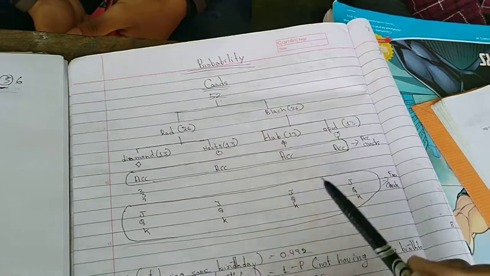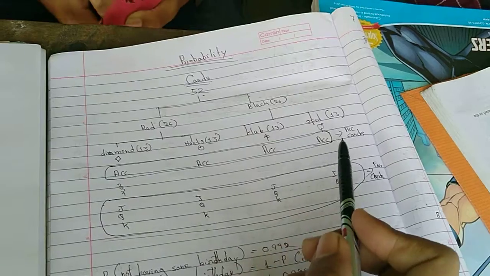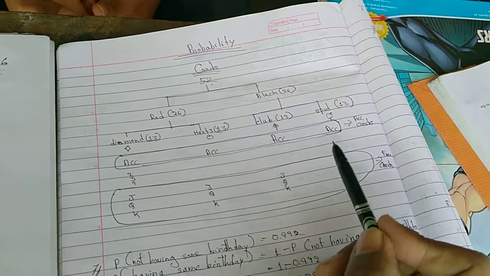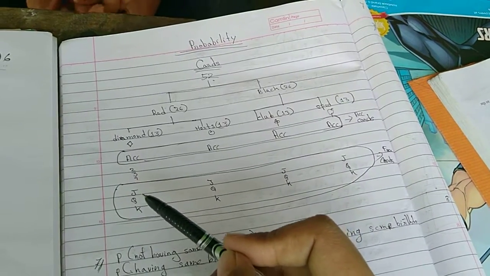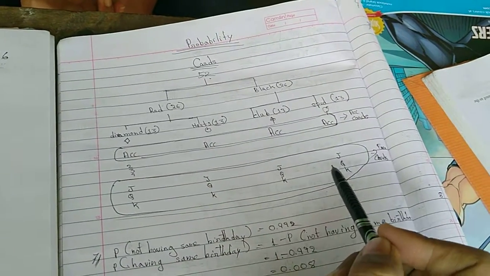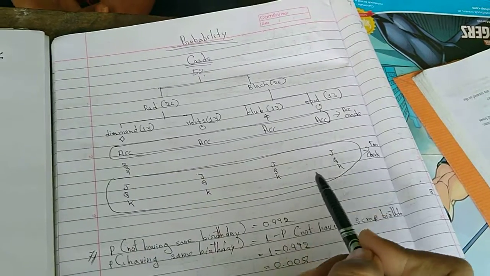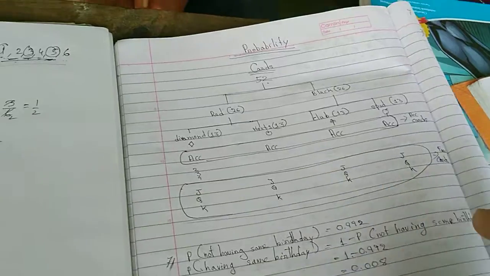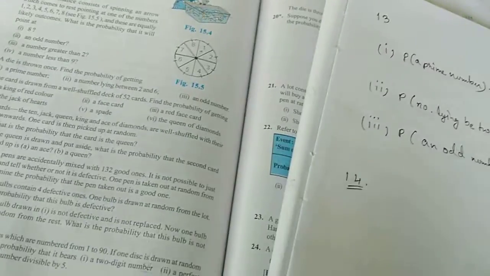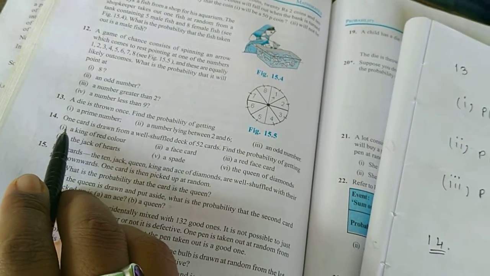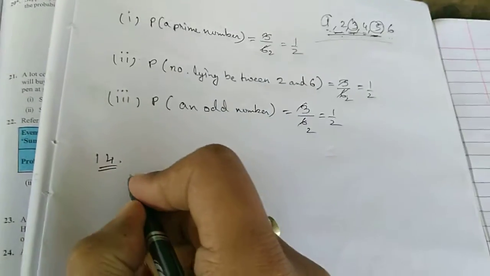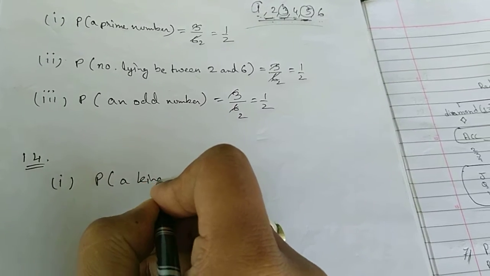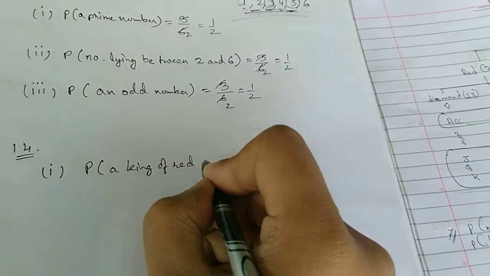After that, aces are there, 4, and then 2, 3, 4, 5, 6, 7, 8, 9, 10, all we have till there. Then after that, jack, queen and king. We have 3 of these in each suit, and these 3, jack, queen and king, are called face cards. This is what you have to remember. Now what does our question say? The first question is a king of red color. So first, probability of a king of red color.